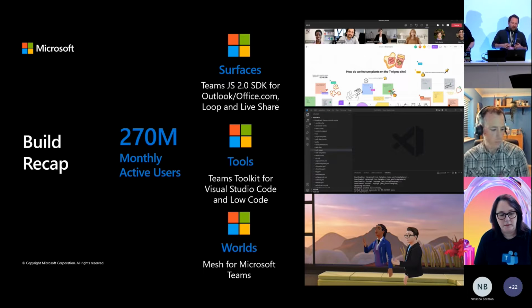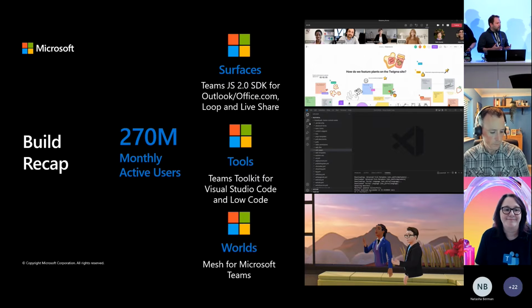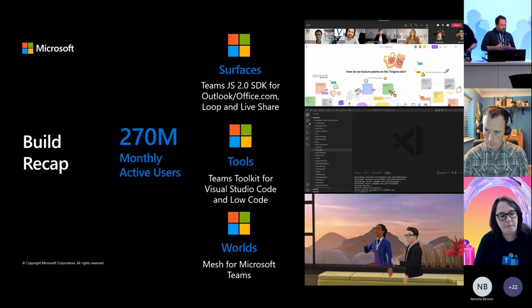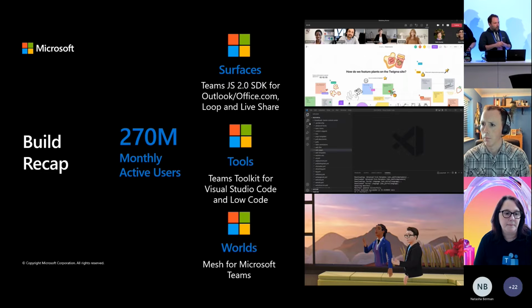If you're developing these apps, you've got to think of that market of 270 million. Now, Vesku, myself, and Sharon wanted to identify three areas that we think are opportunities for developers here. First of all, we want to think about surfaces and where those apps can be surfaced. Some of the announcements we've heard at Microsoft Build include Teams.js 2.0 SDK for Outlook and Office.com, Loop, and also Live Share with Microsoft Teams as well. We're going to start out by asking Gary for his quick thoughts about the Teams SDK, because his session today, I'd advise you catch up on it. It goes into this.